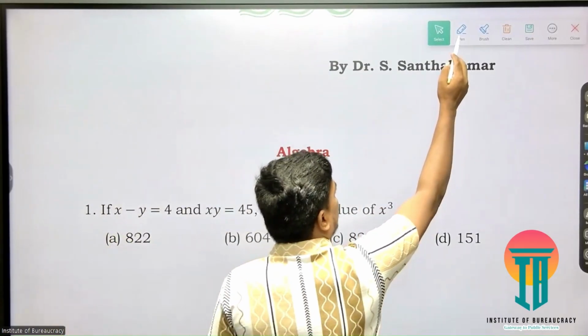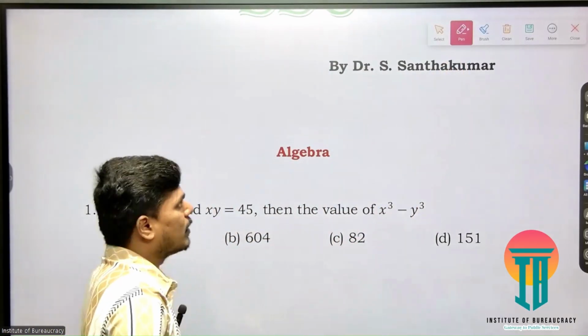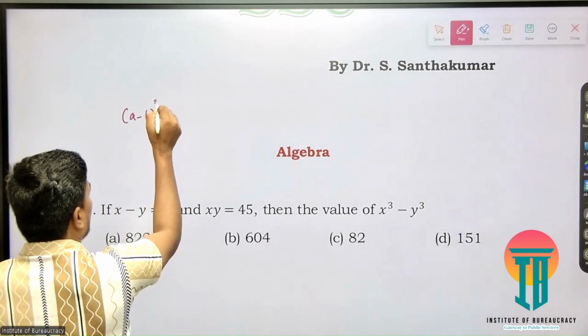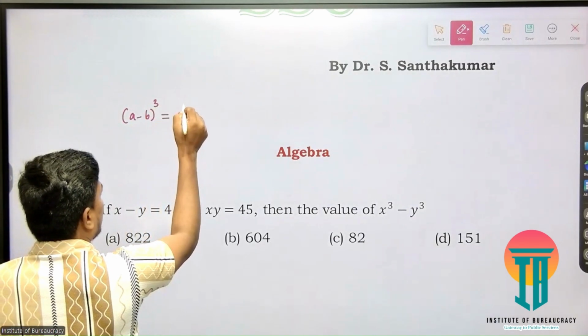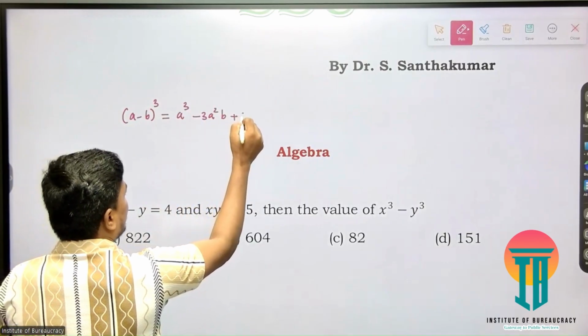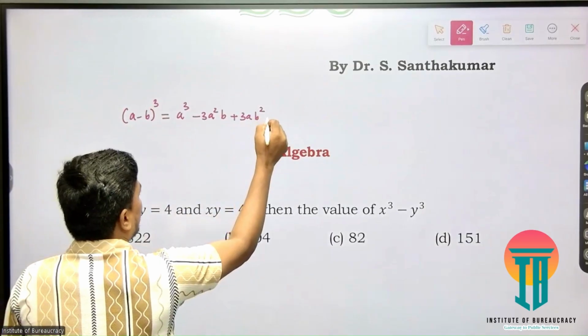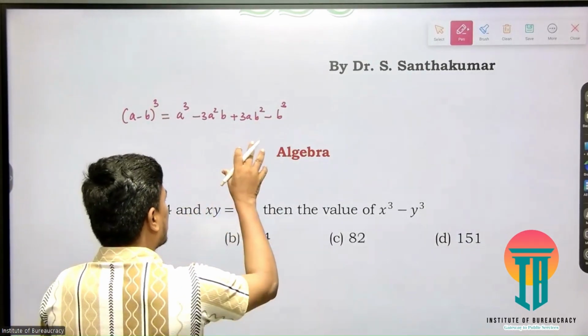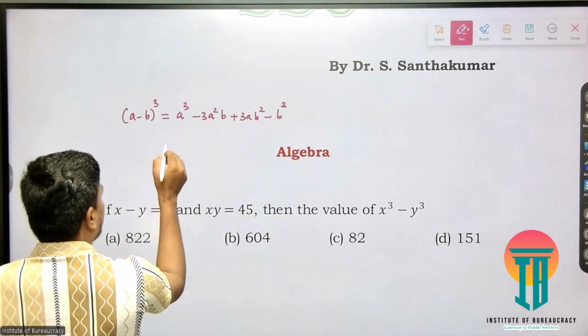So, the formula is simple. The a minus b the whole cube formula: a minus b the whole cube can be written as a cube minus 3a square b plus 3ab square minus b cube. This is the formula. This same formula can also be rewritten like this.